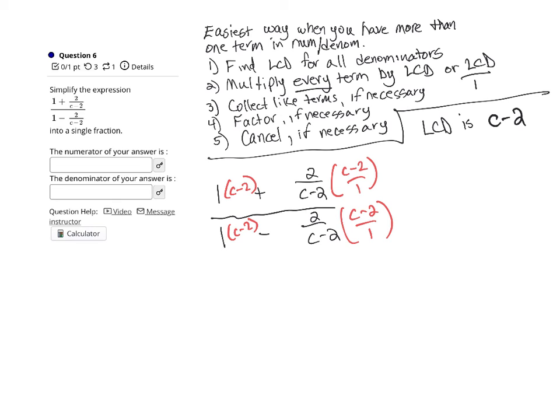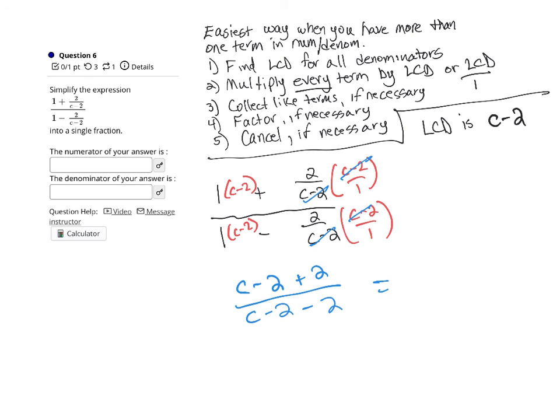So now I'm multiplying. 1 times c minus 2, well, that's just c minus 2. Then right here, c minus 2 cancels, and that's 2 times 1, so that's plus 2. See how the fraction goes away there. Then 1 times c minus 2 is c minus 2. Right here, c minus 2 cancels, so that leaves you negative 2 times 1, so that's a minus 2. Notice how the signs change on that last number.